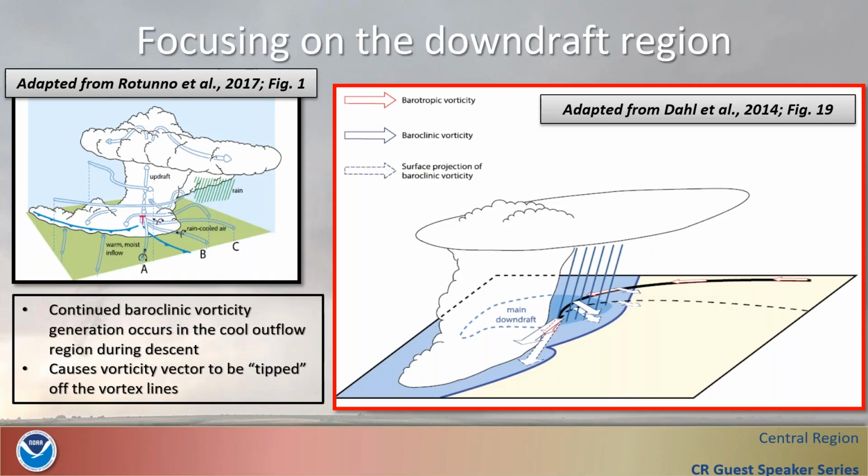Now, if you dive into the research from Dahl et al., you'll find that it is this crosswise vorticity generation, at least in the vertical plane, that actually promotes this tipping, such that the vorticity vector in its descent is tipped tail first, which allows it to reorient that vector into vertical vorticity.